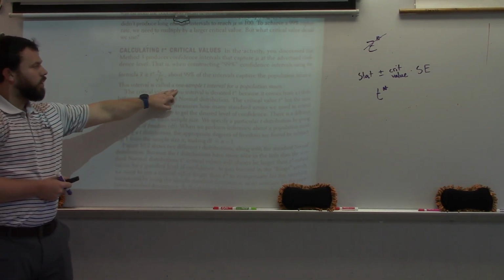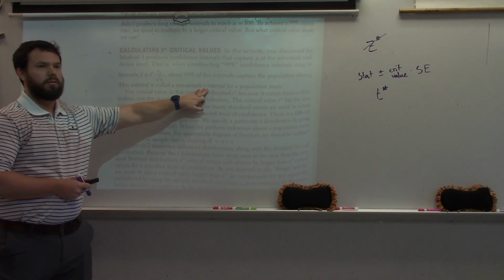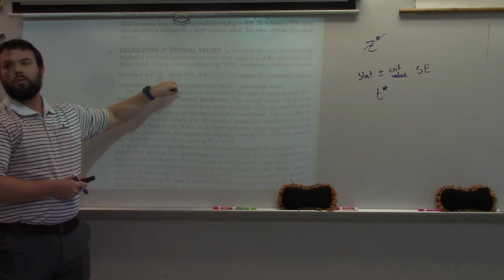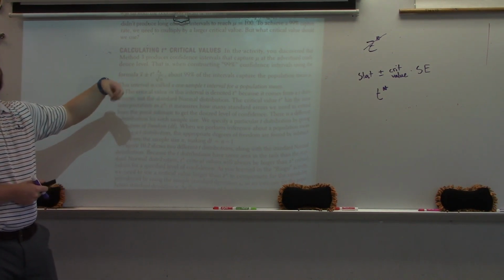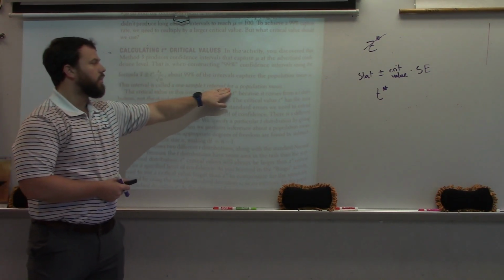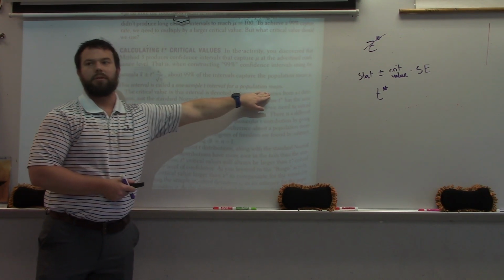And so it is no longer a one prop Z interval. What are we going to call this one? One mean. It's right here. One sample T interval. When you see one sample or two sample, we're talking about means in that case, not proportions, right? So one sample T interval for a population mean, because what are we estimating?